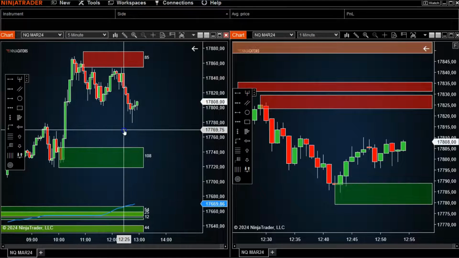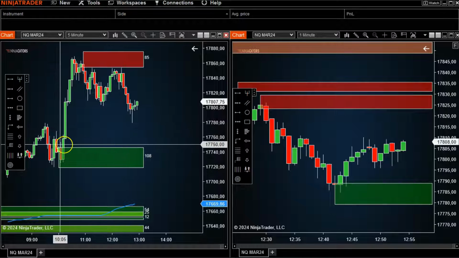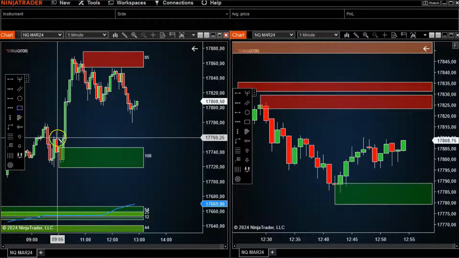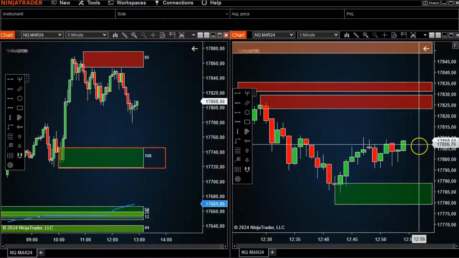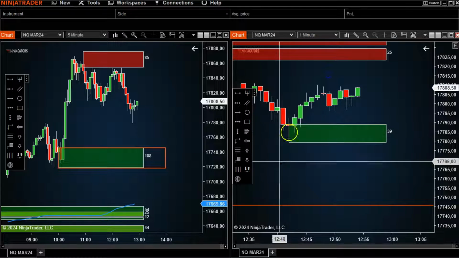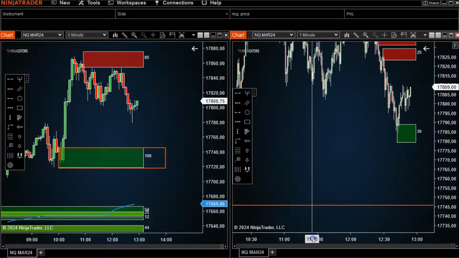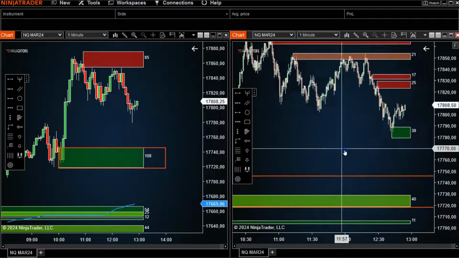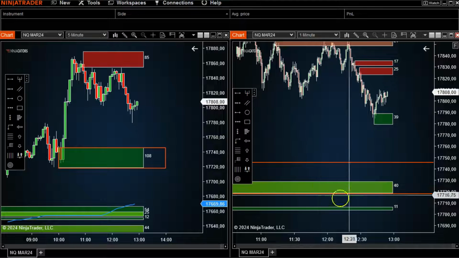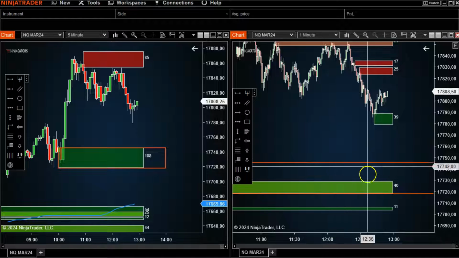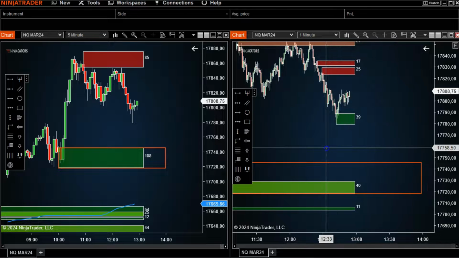So the first step is to go and see how close price is to a current demand zone. And you can see that on this day, there was one quite far away from price to the downside, and it was about 108 ticks wide. So the next thing I want to see is if there is a demand zone on the 1-minute time frame within the higher time frame's demand zone. And you can see that there was one, actually 40 ticks wide.